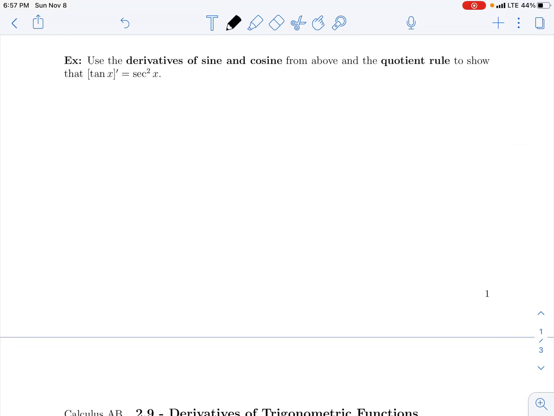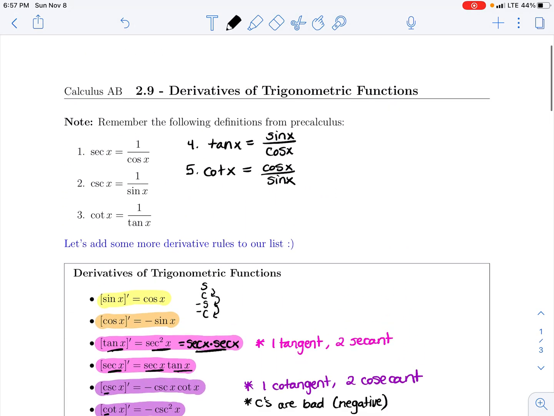Okay, so now I'm going to show where these rules come from. It says use the derivatives of sine and cosine from above and the quotient rule to show that the derivative of tangent of x is equal to secant squared of x. How I'm going to do this is I'm first going to rewrite tangent as sine over cosine. Remember we talked about that above in rule number 4 that I added.